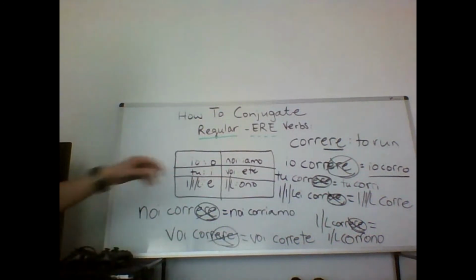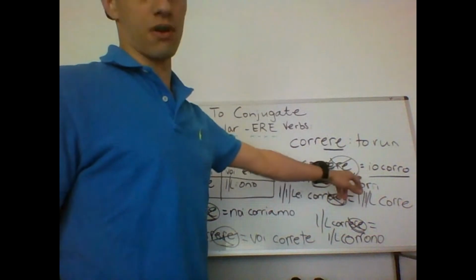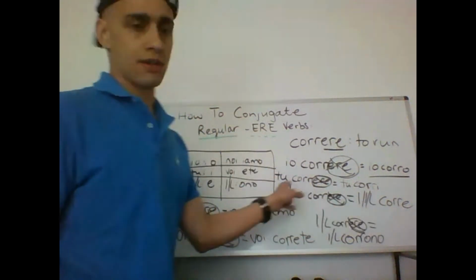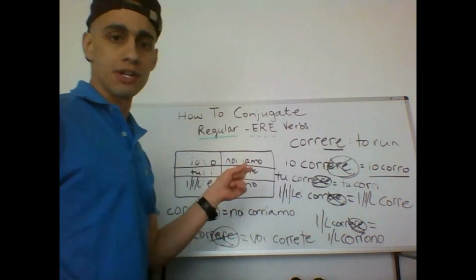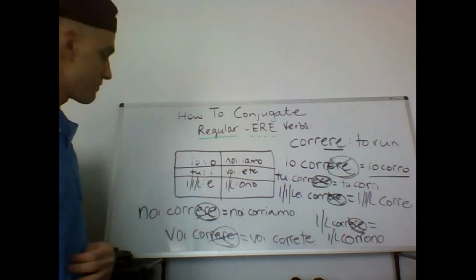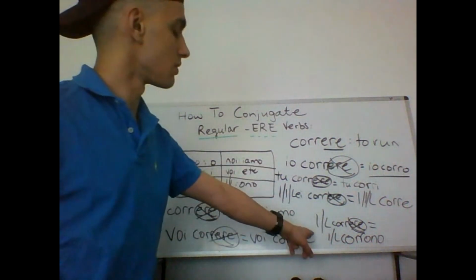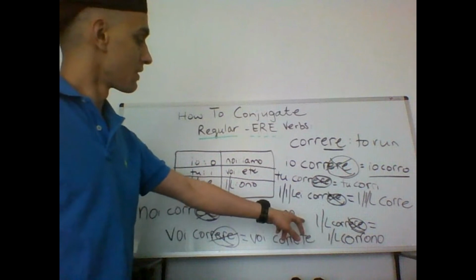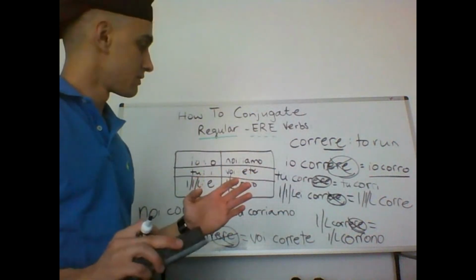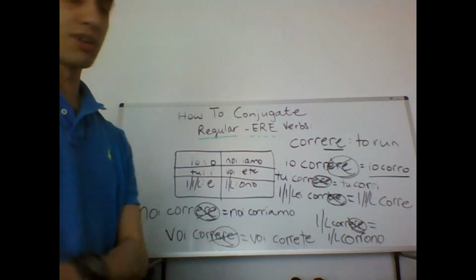Corrono. So you have io corro, I run. Tu corri, you run. Lui, lei, corre. He runs, she runs, or you polite runs. Noi corriamo, we run. Voi correte, you all run. Loro corrono. They run, or you all plural, polite or respectfully run. That concludes it. That's pretty much it.